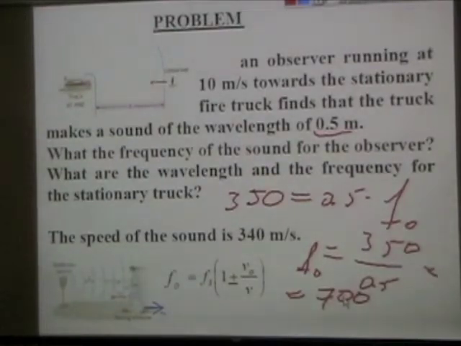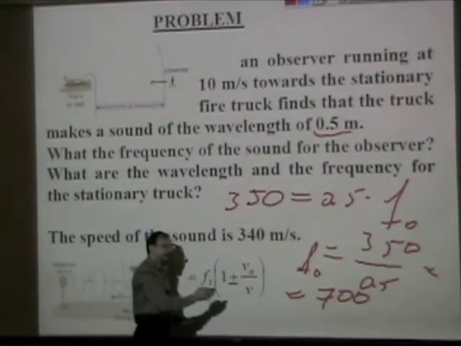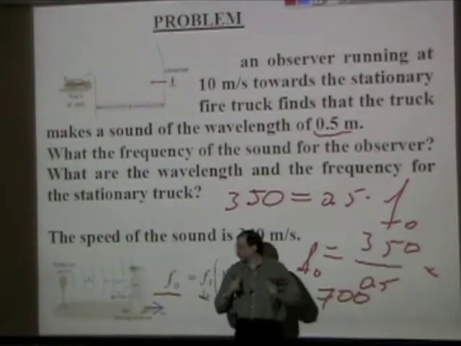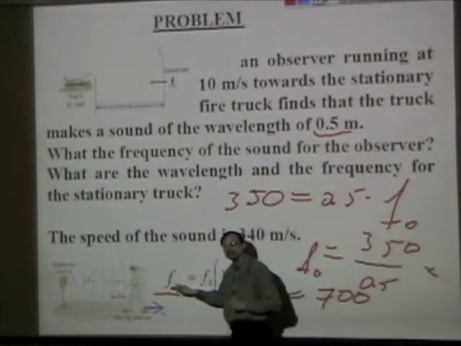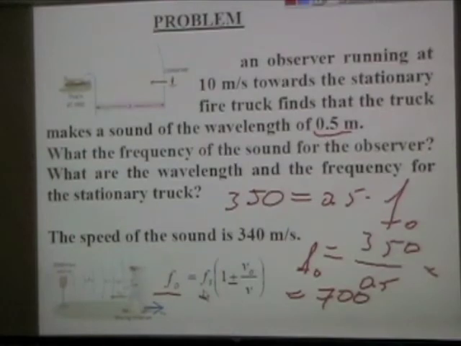And the last question is, which frequency is 700 in this equation? This, as we said, is the frequency of the sound experienced by the observer. So this is this number. If you know the frequency of the sound experienced by the observer, this number, and if you know this is 10 and this is 340, what can you calculate now? Now you can calculate the frequency of this source. This is the frequency which a stationary observer would experience.